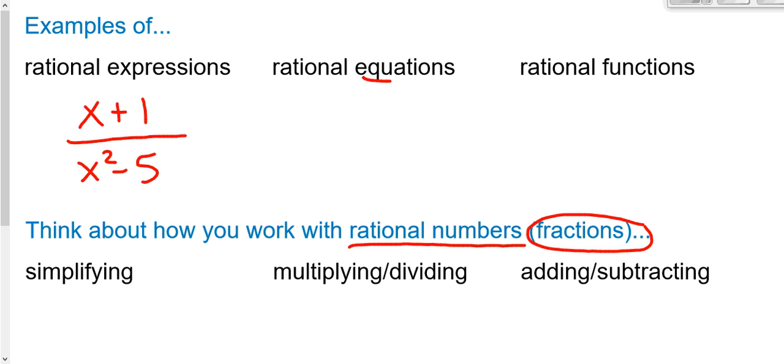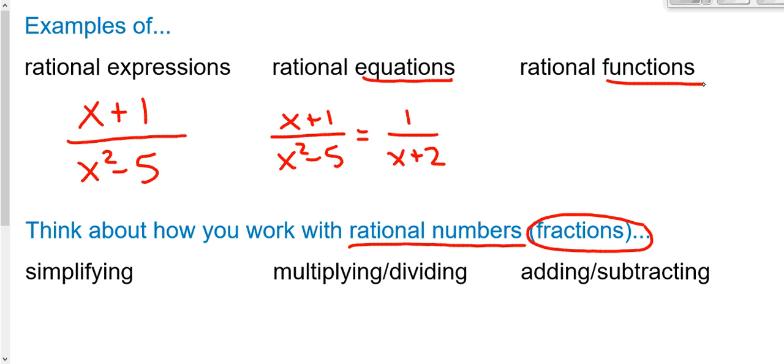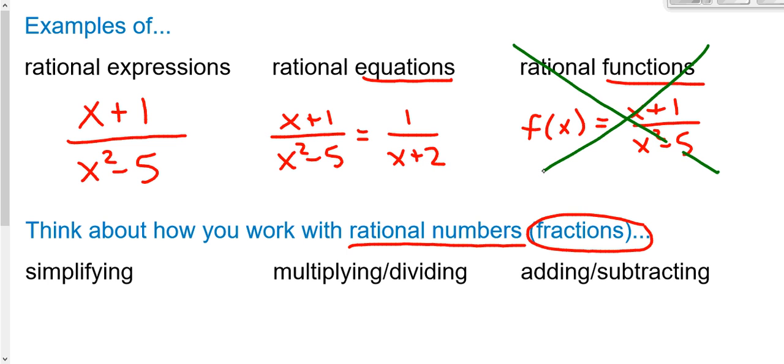If it's a rational equation rather than expression, it will have an equal sign in it. So maybe that would be x plus 1 over x squared minus 5 equals either just a number or another rational expression, like perhaps it equals 1 over x plus 2, and we would be solving for x. And then what's a rational function? A rational function would be something like f of x equals x plus 1 over x squared minus 5, and we would be looking to graph it and find the features of the graph. Now, we're not going to study rational functions this year. We're saving that for next year.